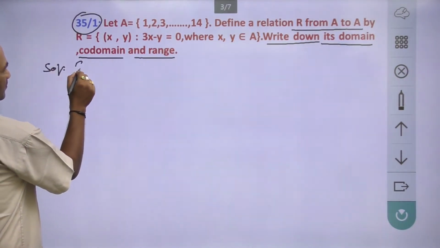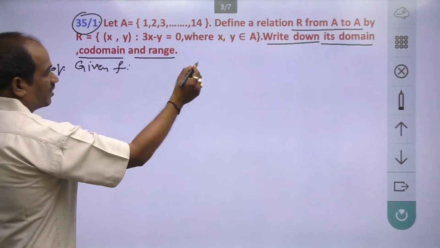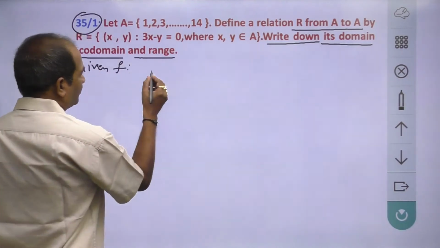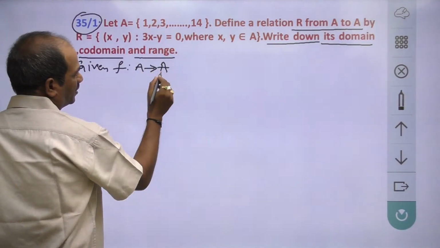In this given data, the mapping is from A to A. The given data is A to A.